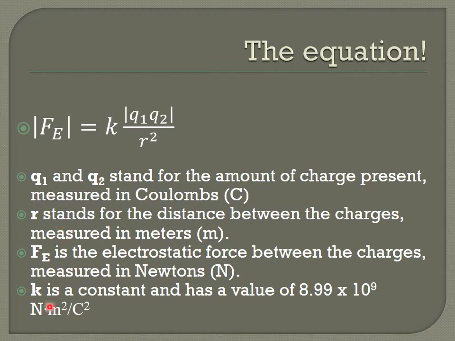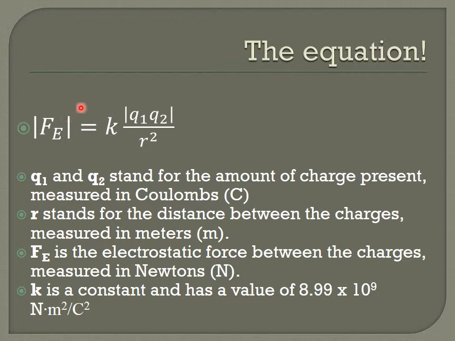And that K in the front there is a constant and has the same value no matter what problem you're doing. And its value is 8.99 times 10 to the 9th newton meter squared per coulomb squared. So just like Newton's law of gravitation, this one has a constant, and it always goes in the equation. And that constant's written on the equation sheet, so you don't have to memorize it, but you do have to remember to plug it in.